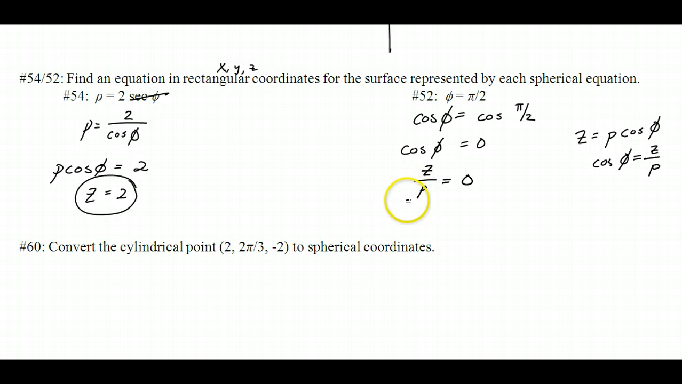Well, now, what is rho in terms of rectangular? We know that rho is the square root of x squared plus y squared plus z squared. Well, technically, I didn't even really have to do this step, because if any fraction is going to equal 0, we know that it comes from the numerator. So really, in this situation, all we care about is that z is equivalent to 0. You shouldn't say all we care about, but that's what it kind of comes down to.